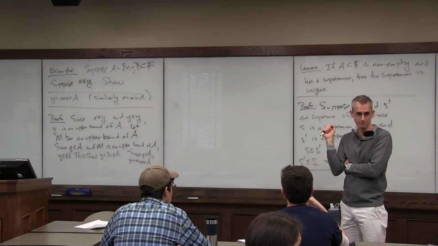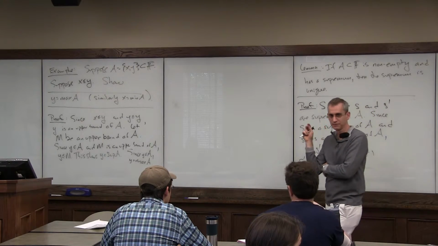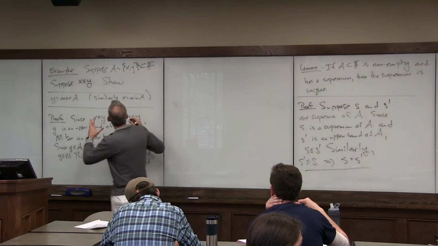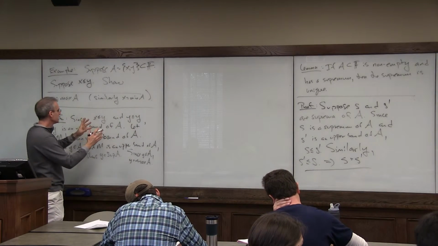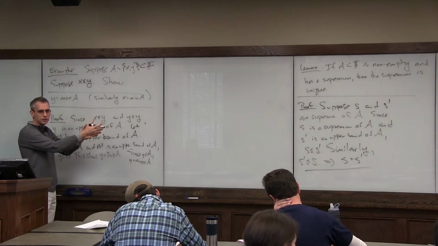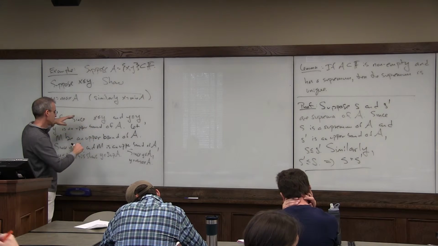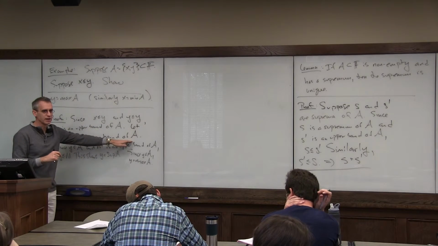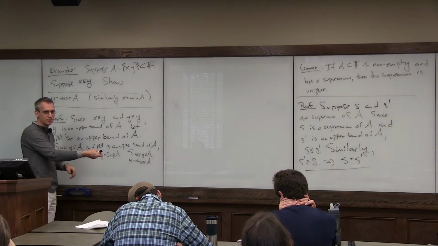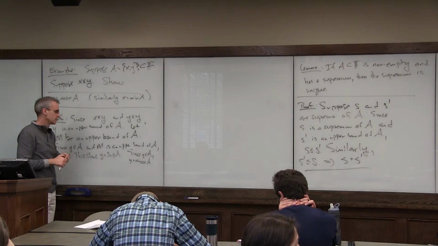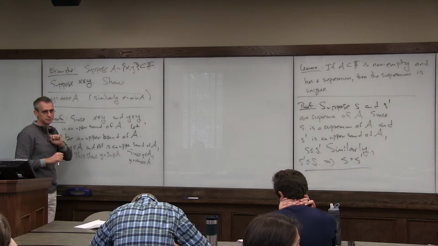It's less than or equal to M. Does that make sense? The definition of upper bound is that if you pick anything in the set, it's less than or equal to it. So we picked M as an upper bound of A. Y is in A, so Y has to be less than or equal to M. That's the definition of upper bound.